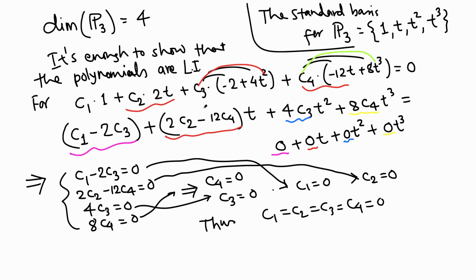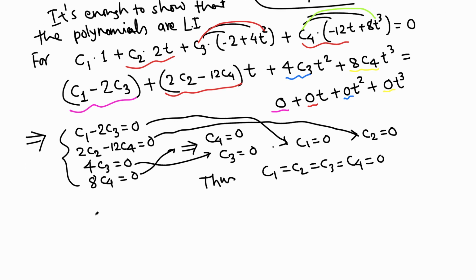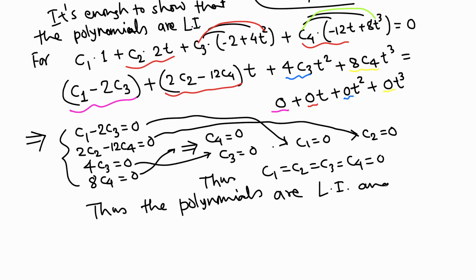That means the polynomials are linearly independent, and we are done, because the dimension of the vector space is 4 and we have 4 vectors, 4 polynomials. Thus the given 4 polynomials are linearly independent, and hence they form a basis for P3.